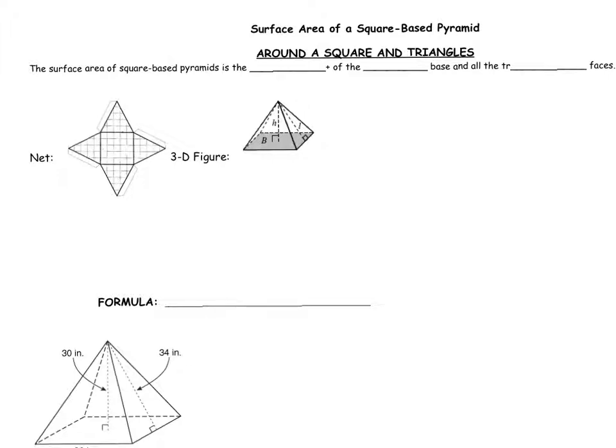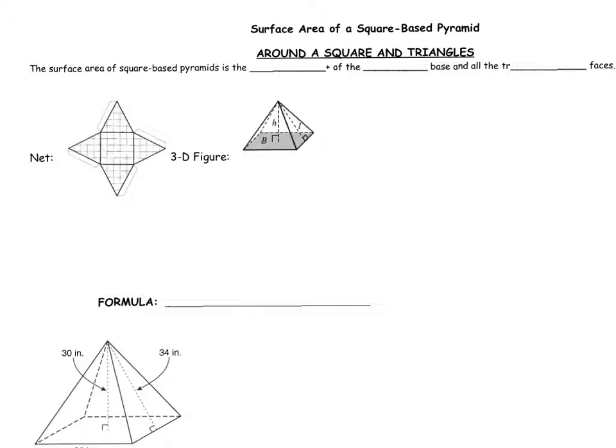Today we're going to be discussing the surface area of pyramids and cones. The first thing that we're going to look at is a square-based pyramid. In other words, the pyramid is kind of like the pyramids in Egypt. The bottom, or the base, faces is the square.